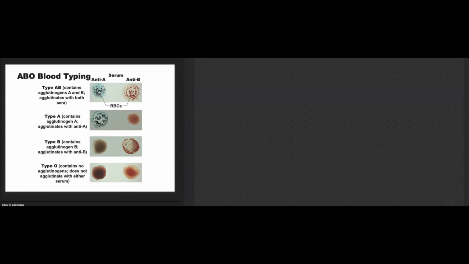So if I have agglutination with both anti-A and anti-B, this tells me that I'm dealing with a blood group type AB. If I'm dealing with a blood group type A, I will see only an agglutination reaction with anti-A. And if I have only an agglutination reaction with anti-B, this tells me that I only have presented on the surface of my red blood cells antigen B. So I am a blood type B. If I am a blood type O, I won't see any agglutination, neither with anti-A or anti-B.